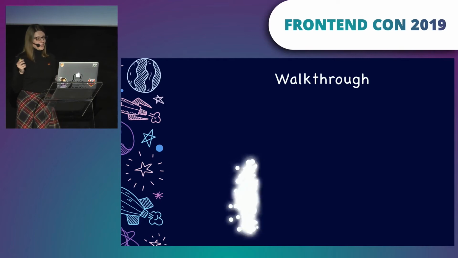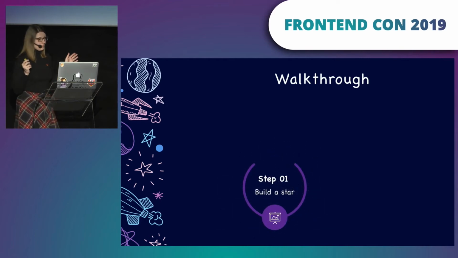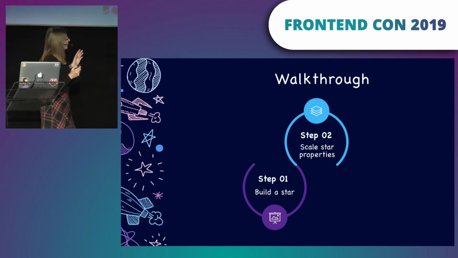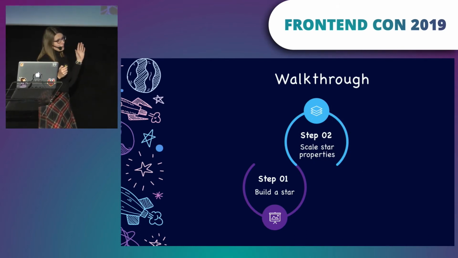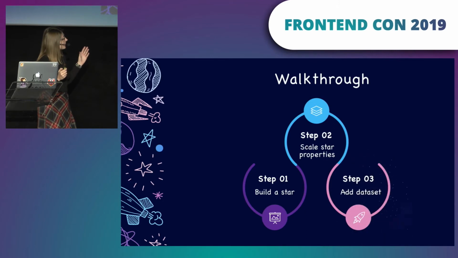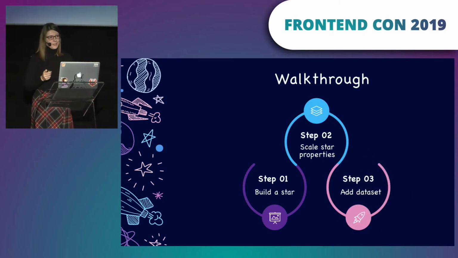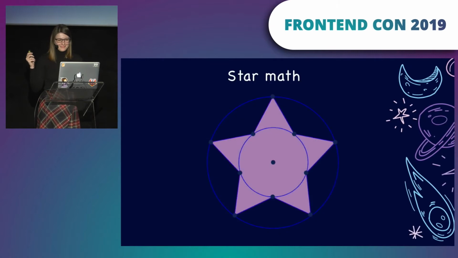What are we going to make? We will build a separate star, which is just an SVG. We will scale star properties depending on repository characteristics. And we will add a dataset. And yeah, this is going to be a live coding session. So if you like people failing on stage, you're definitely at the right auditorium.